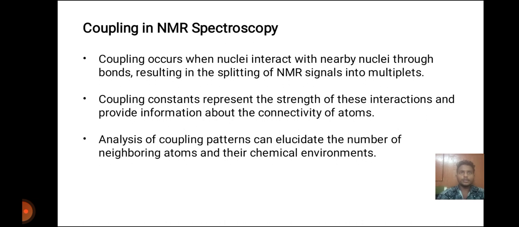Coupling in NMR spectroscopy. Coupling occurs when nuclei interact with nearby nuclei through bonds, resulting in the splitting of NMR signals into multiplets. Coupling constants represent the strength of these interactions and provide information about the connectivity of atoms. Analysis of coupling patterns can elucidate the number of neighboring atoms and their chemical environments.